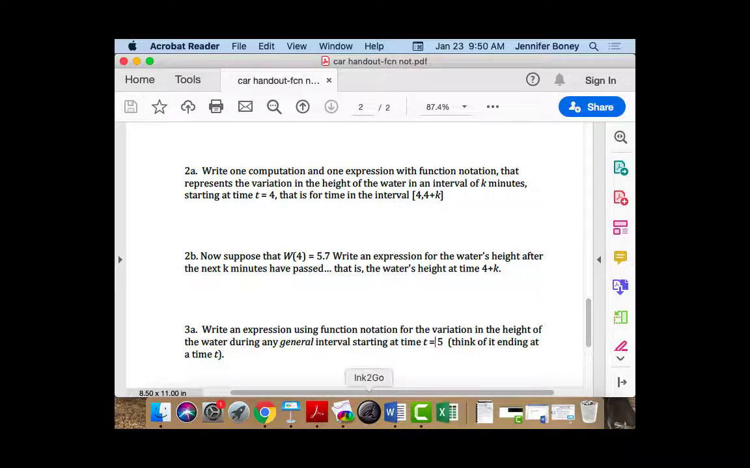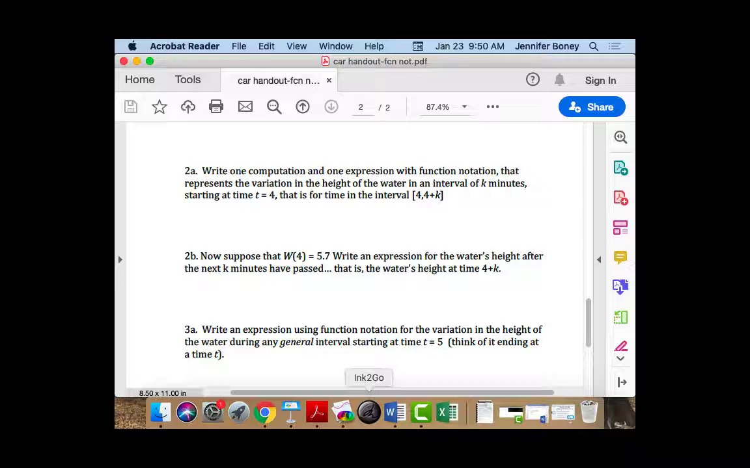So for 2a, this is asking for a value of the variation in the height, just the dy, dh if you want to talk about it like that, during the interval 4 through 4 plus k. So obviously, since there's a mystery k, I'm not going to be able to come up with a number for this. But since the height is dropping at a rate of 1.23 centimeters per minute, instead of having 4 minutes to go by, I've got k minutes to go by.